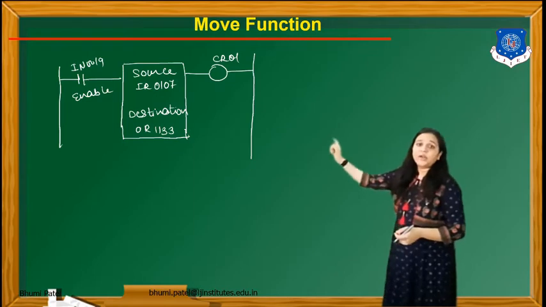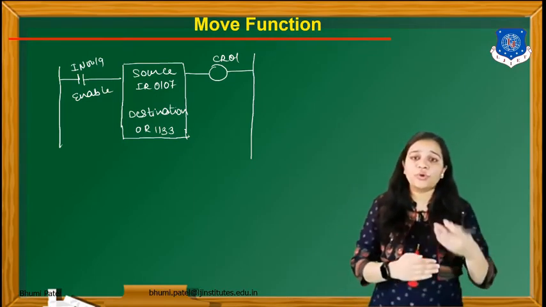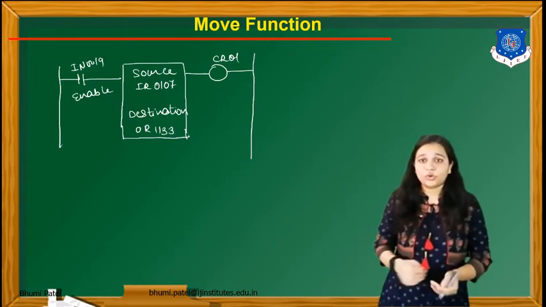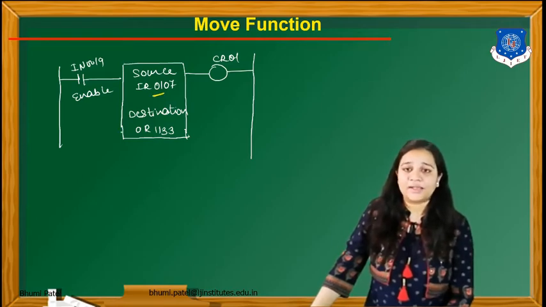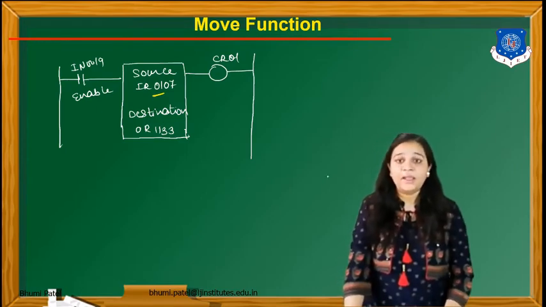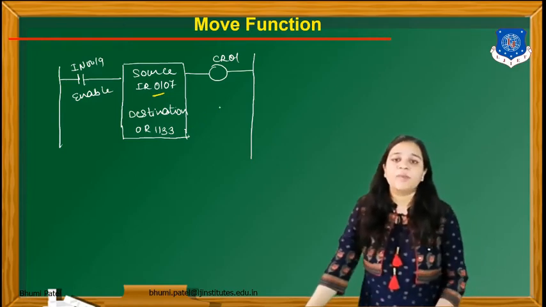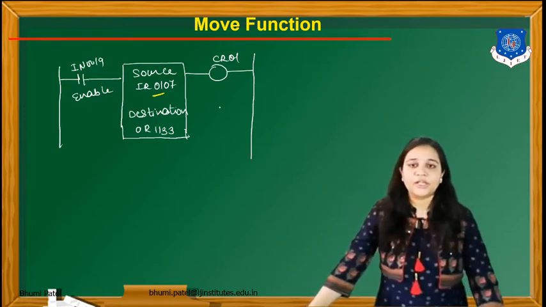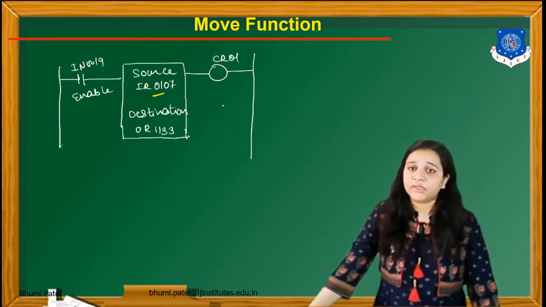We have to take one input, the enable input. In the block format, we have to use a source and a destination. What is the source? The place from which we want to send the data. And the destination is the final destination for this particular data. If all the data is moved from source to destination, my output goes on. Okay, so this is the ladder diagram for the move function. We generally use the block format whenever we deal with the move function.